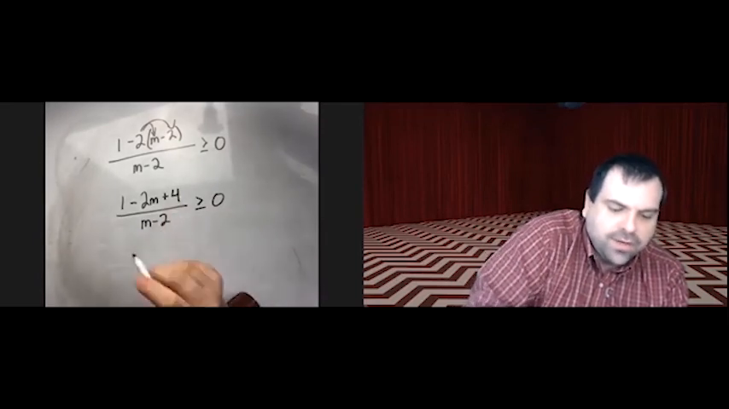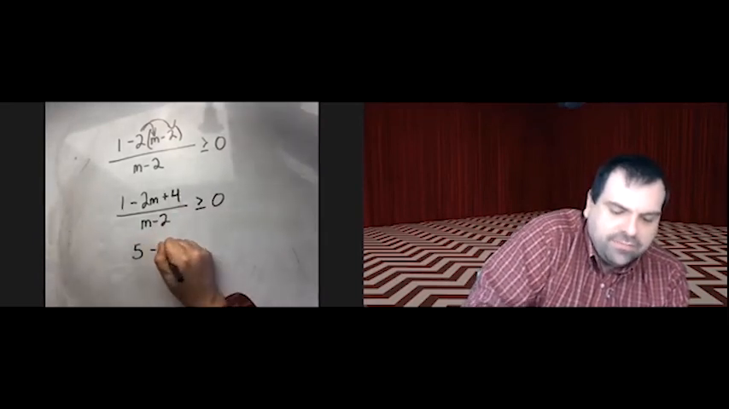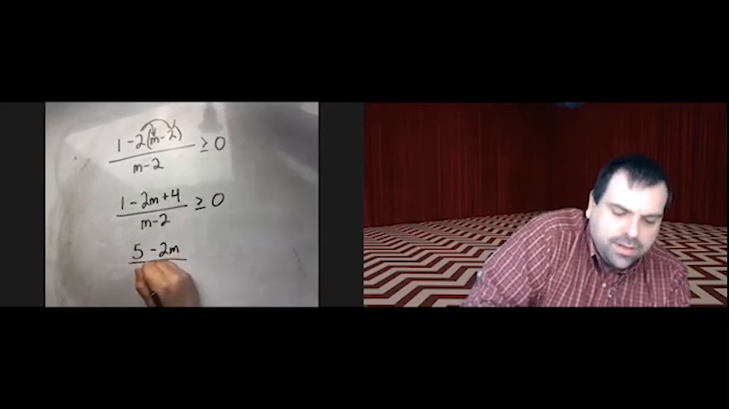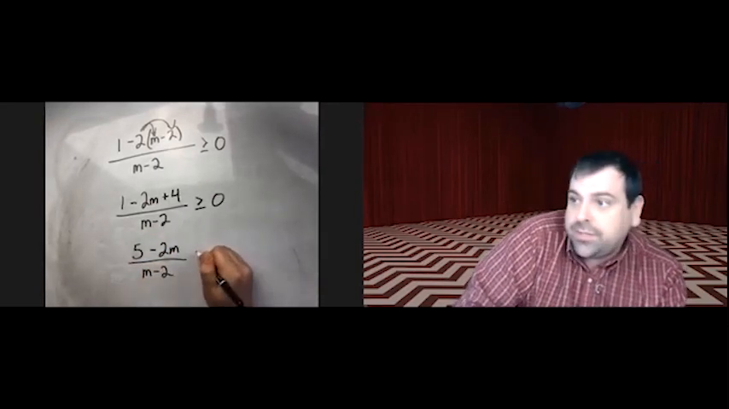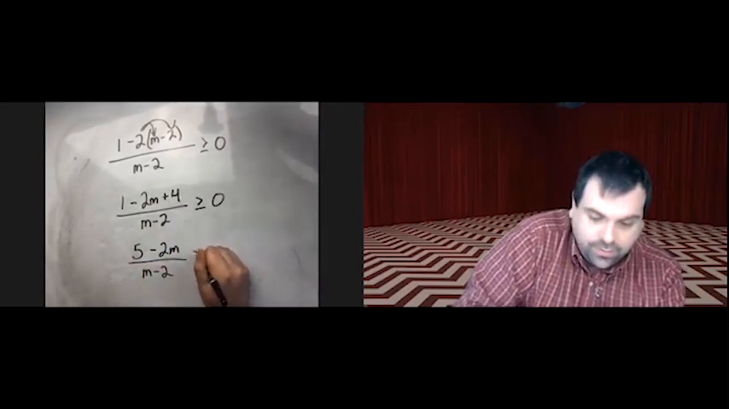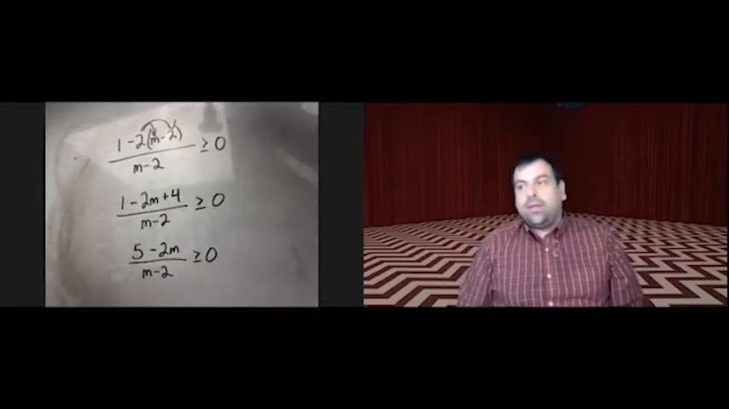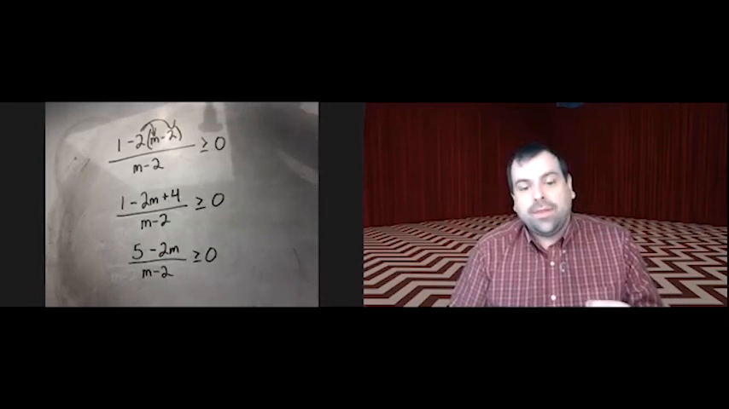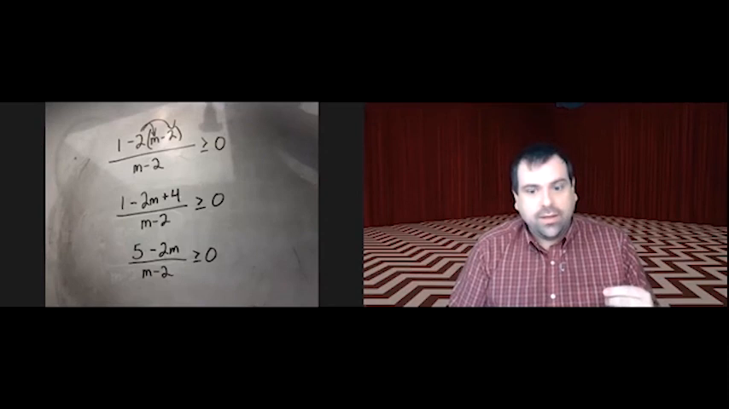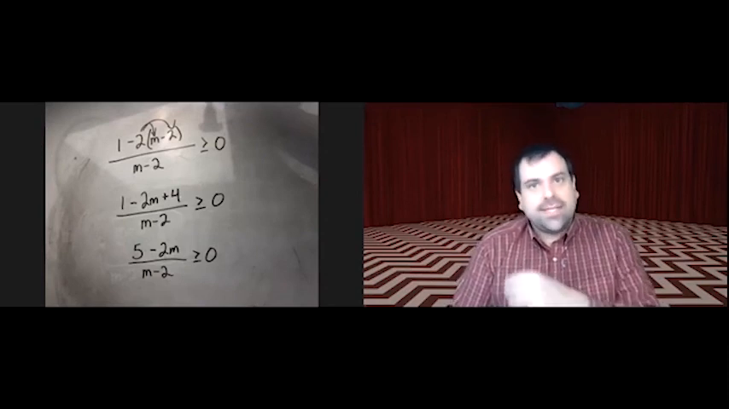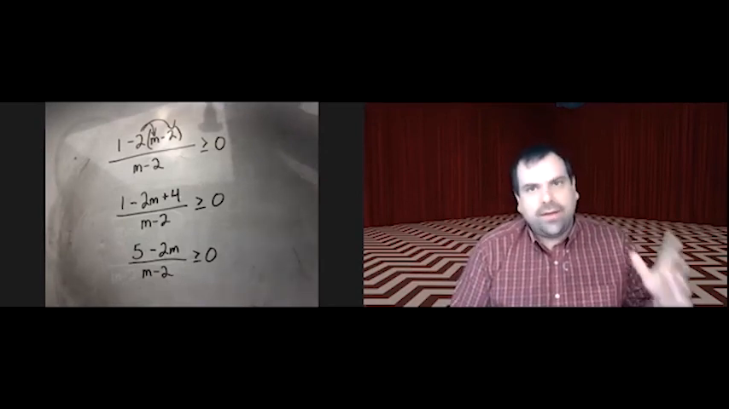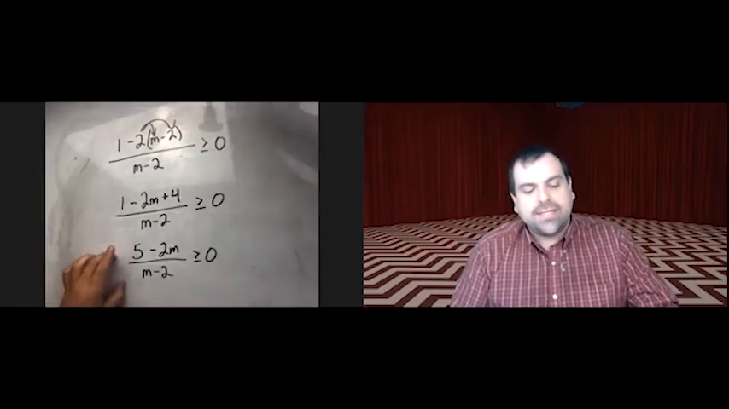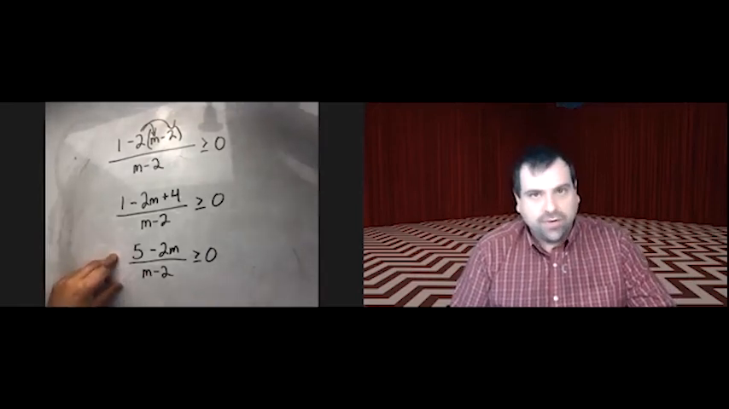1 plus 4 is 5. 5 minus 2m over m minus 2, greater than or equal to 0. So that's the first part of solving a rational inequality. Got to get 0 on one side by moving everything to the other, and then that other has to get simplified into one single fraction.